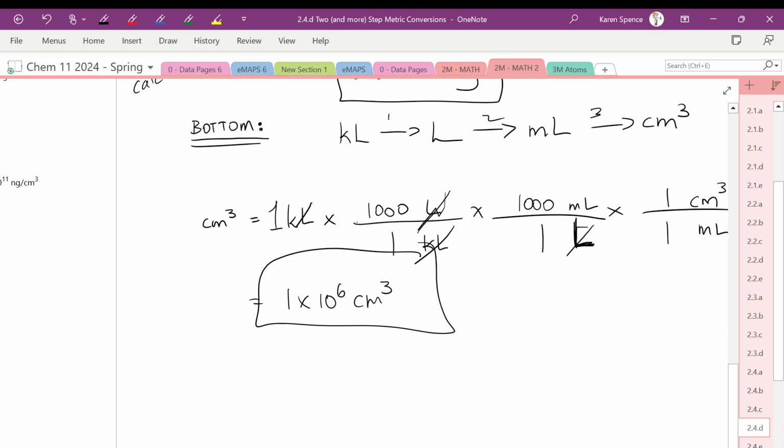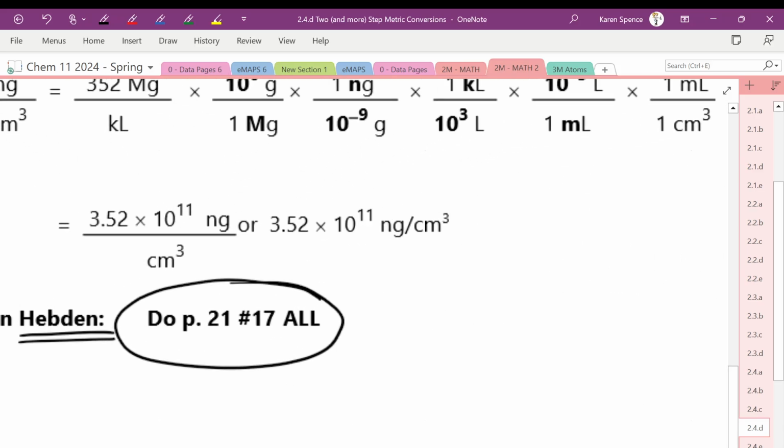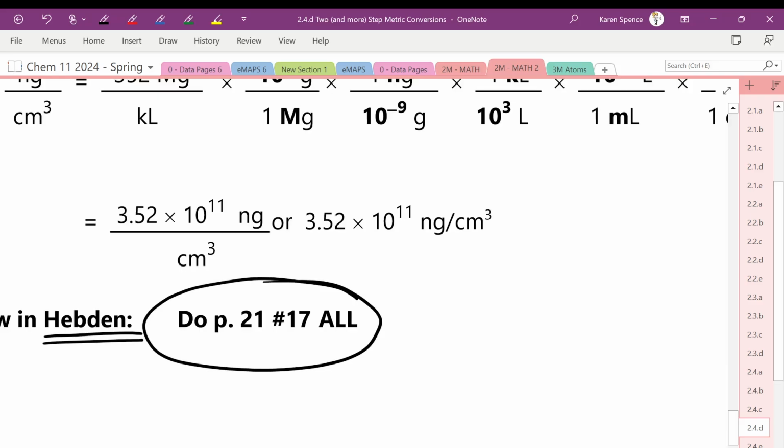Okay, homework is Hebden, page 21, number 17, all of it. Don't forget, if you borrowed a calculator, please return it. I'm kind of running low, so somebody must have some somewhere.